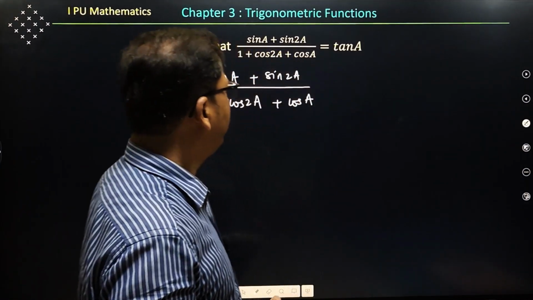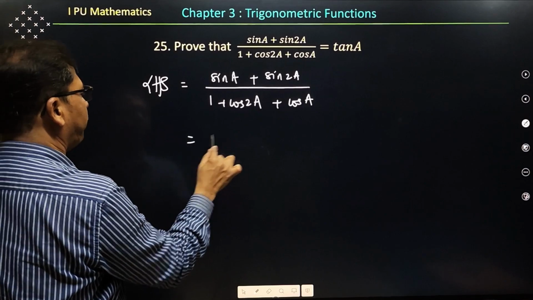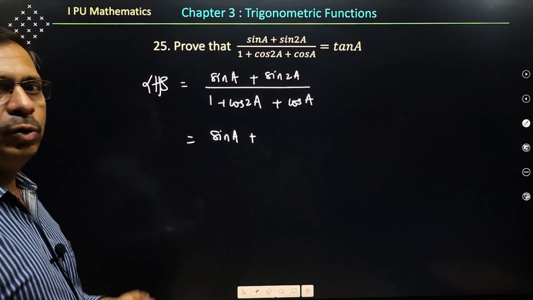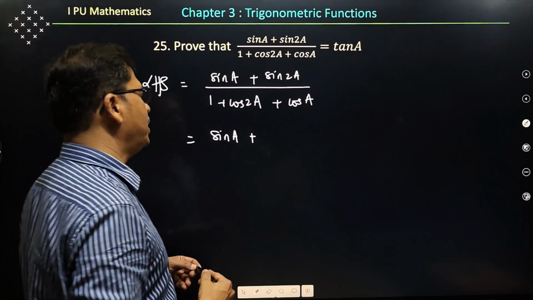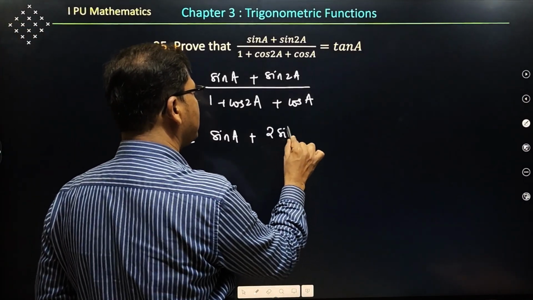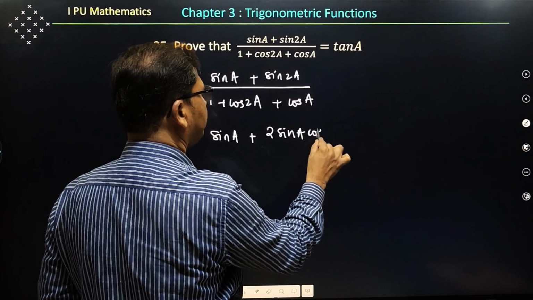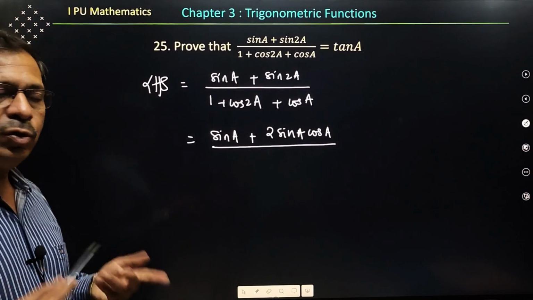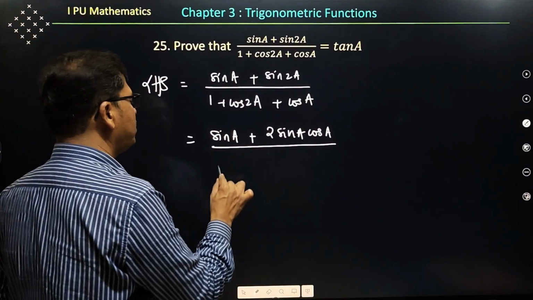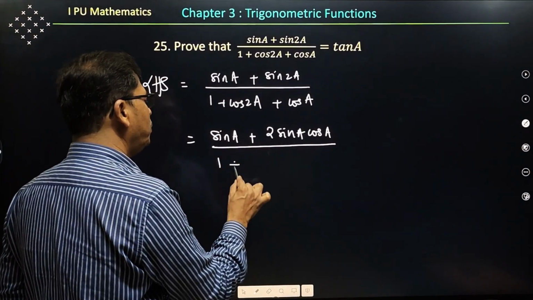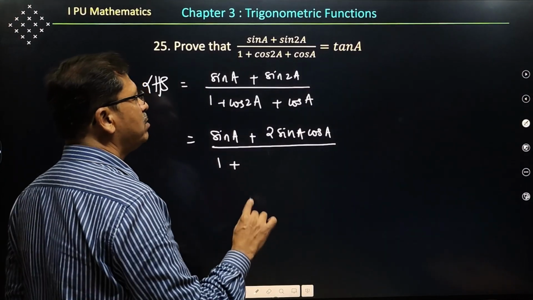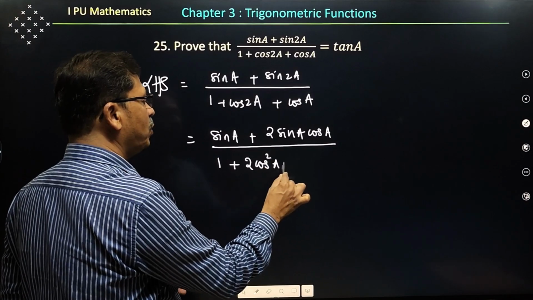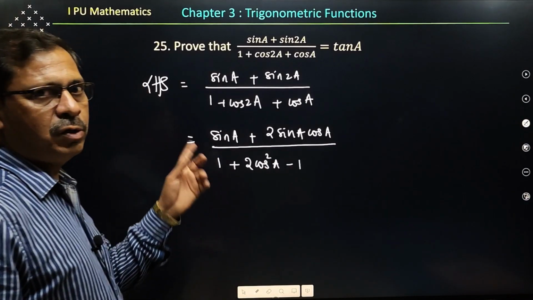What is the formula for sin 2a? Sin 2a equals 2 sin a into cos a. Use that: 2 times sin a into cos a divided by 1 plus cos 2a. You better use the result 2 cos square a minus 1. Cos 2a equals 2 cos square a minus 1. One more is there, 1 minus 2 sin square.